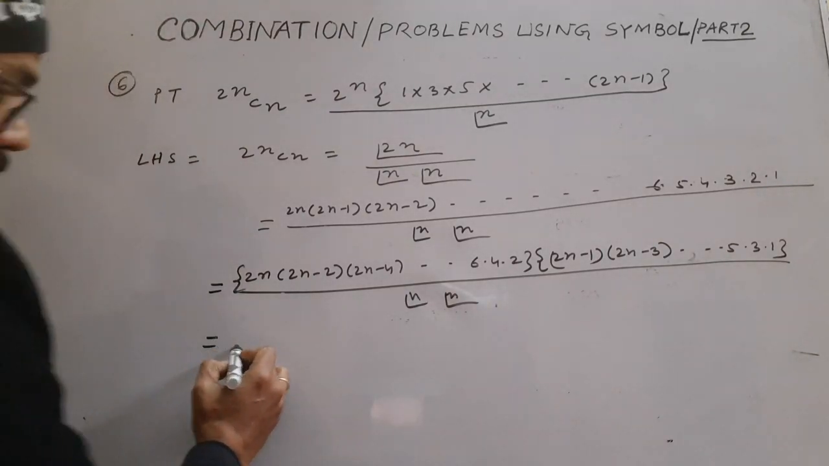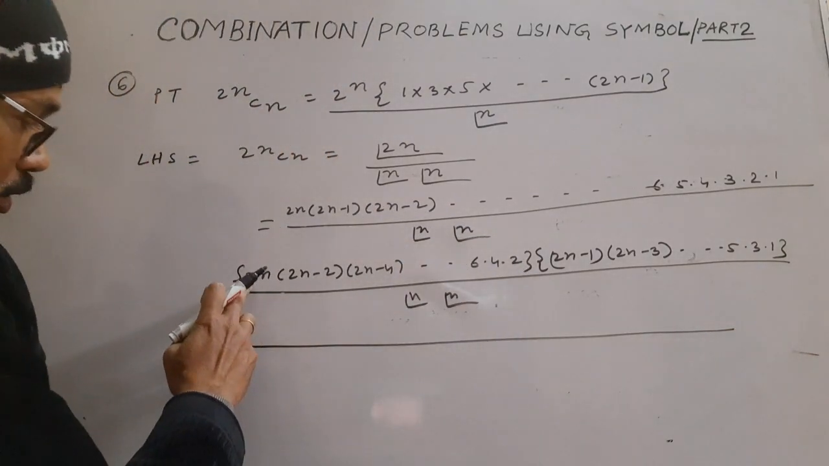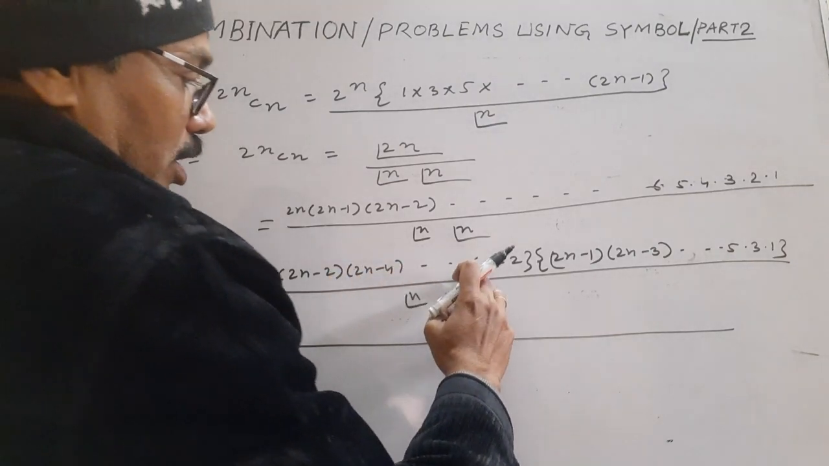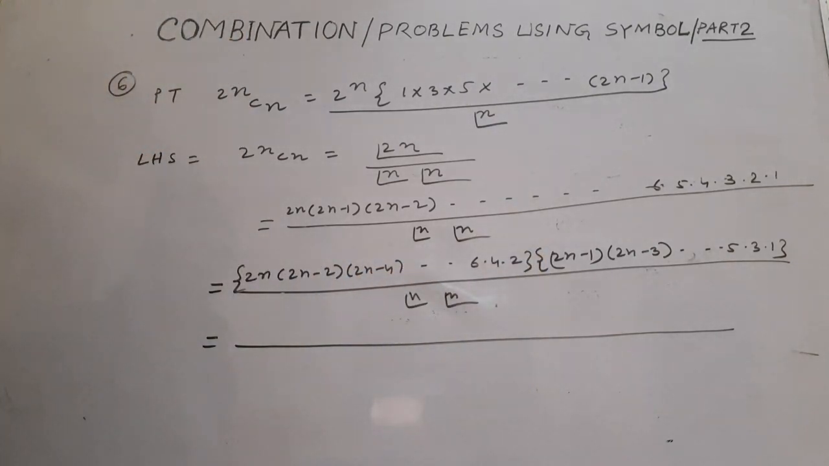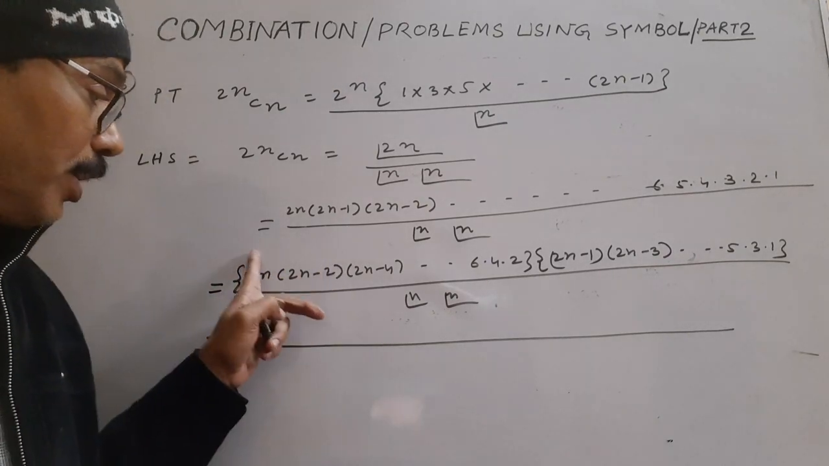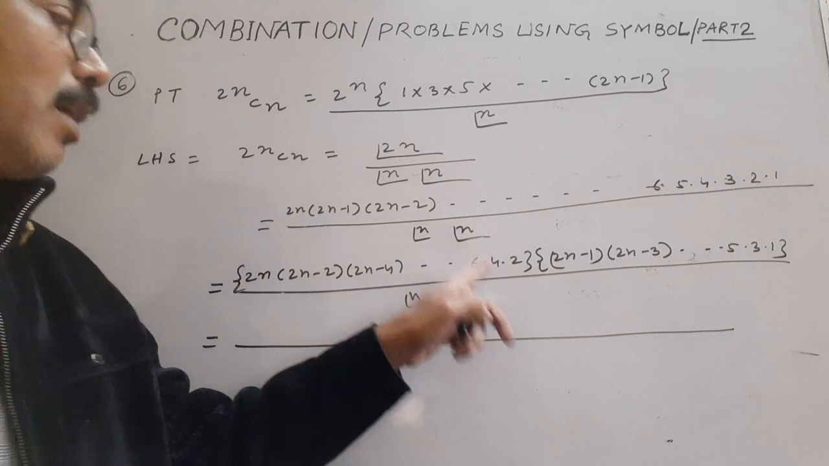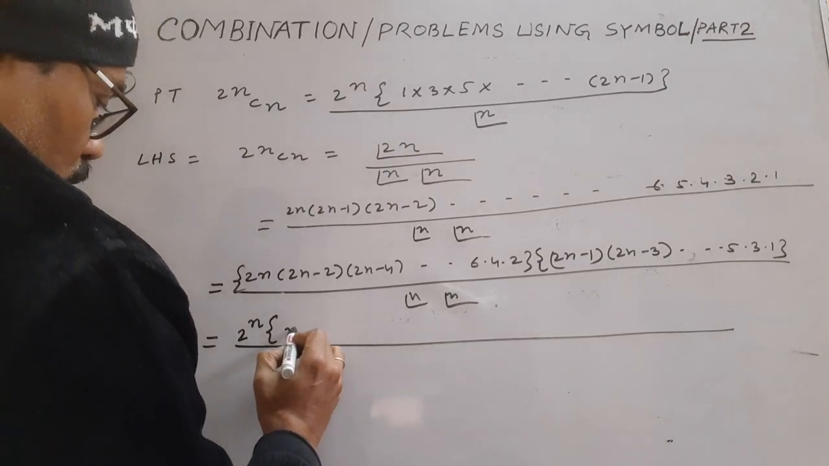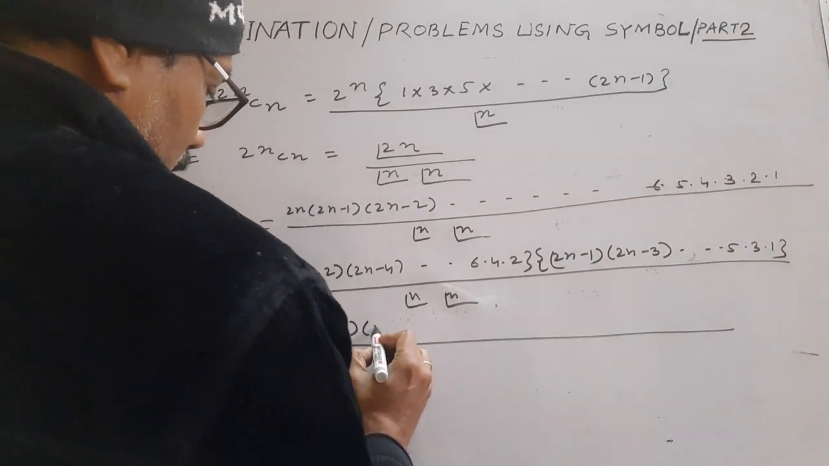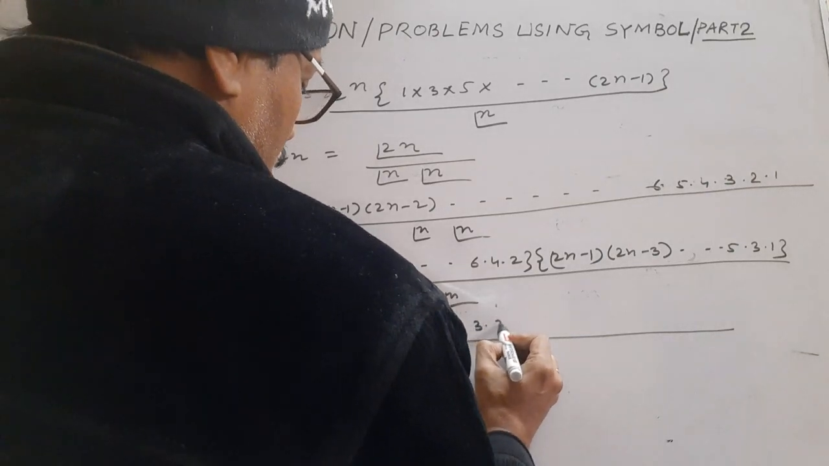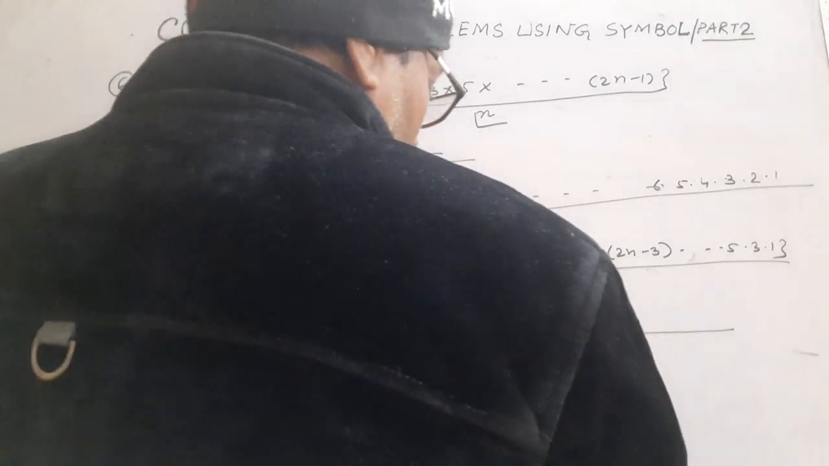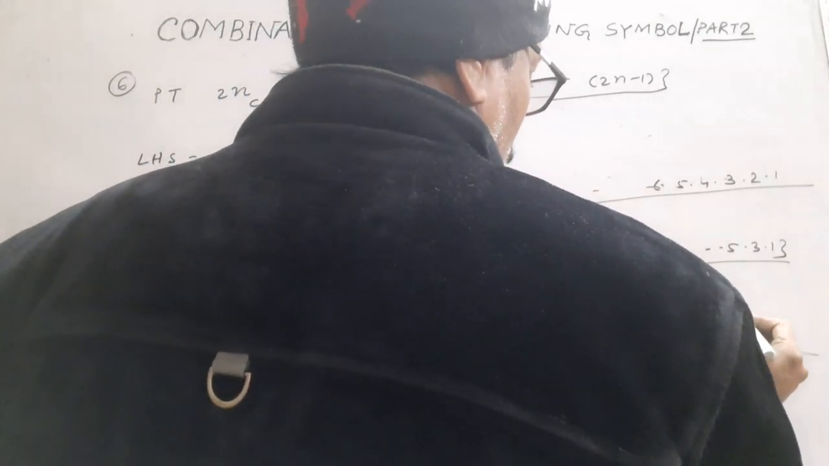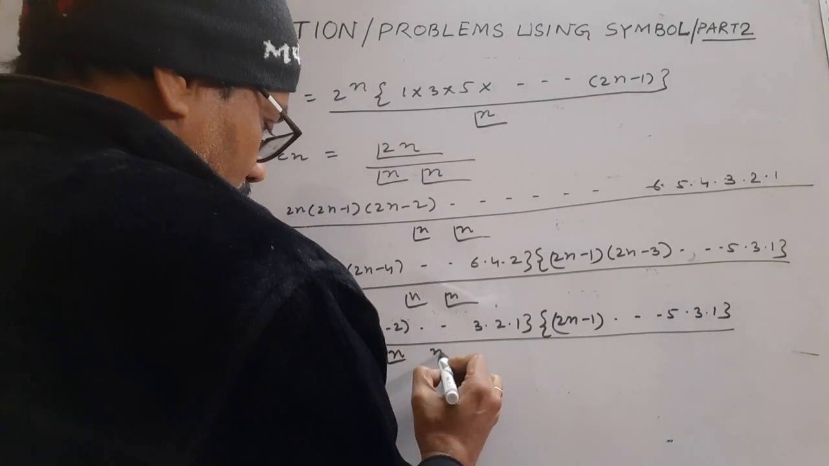Now you notice that if you take 2 common, it will be n, then n minus 1, then n minus 2, down to 3, 2, 1. From 2 terms we get 2 squared, from 3 terms we get 2 cubed. So for n terms, if you take 2 common, we get 2 to the power n, times n, n minus 1, n minus 2, down to 3, 2, 1. And these are the product of odd terms, so we leave them: 2n minus 1 down to 5, 3, 1. Then factorial n into factorial n.